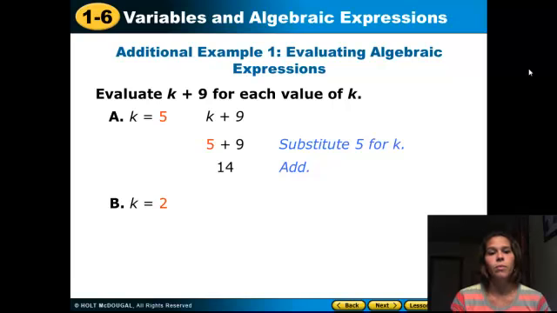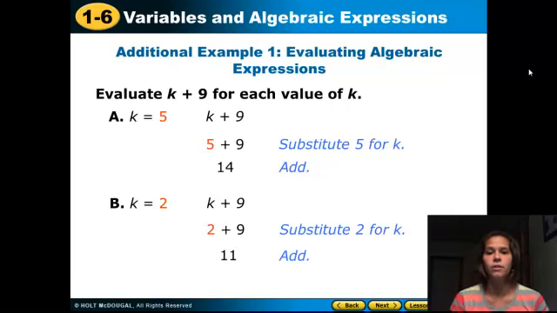For example B, k equals 2. I'm going to use the same expression, k plus 9. But now I'm going to substitute 2 for k, so my expression now looks like 2 plus 9. Go ahead and add those together to get 11.